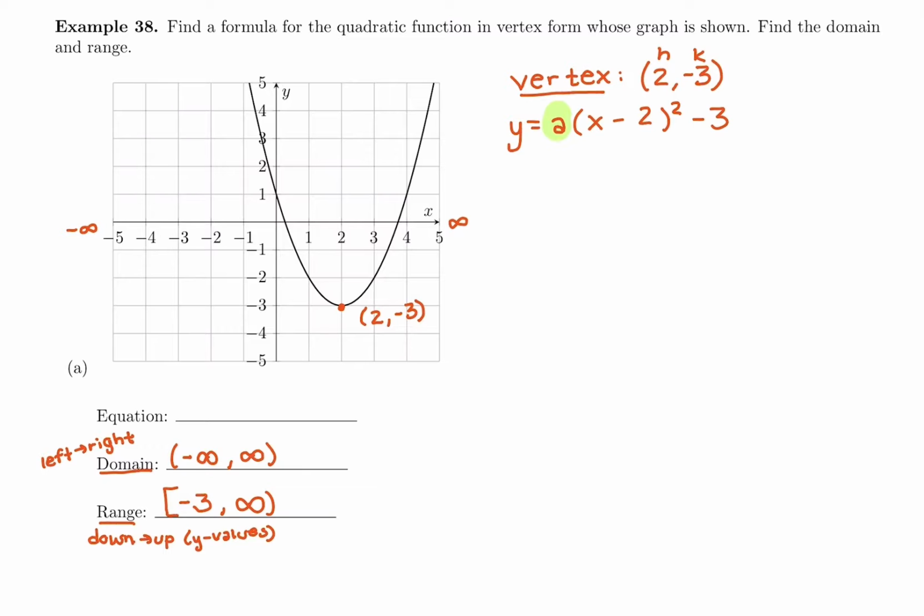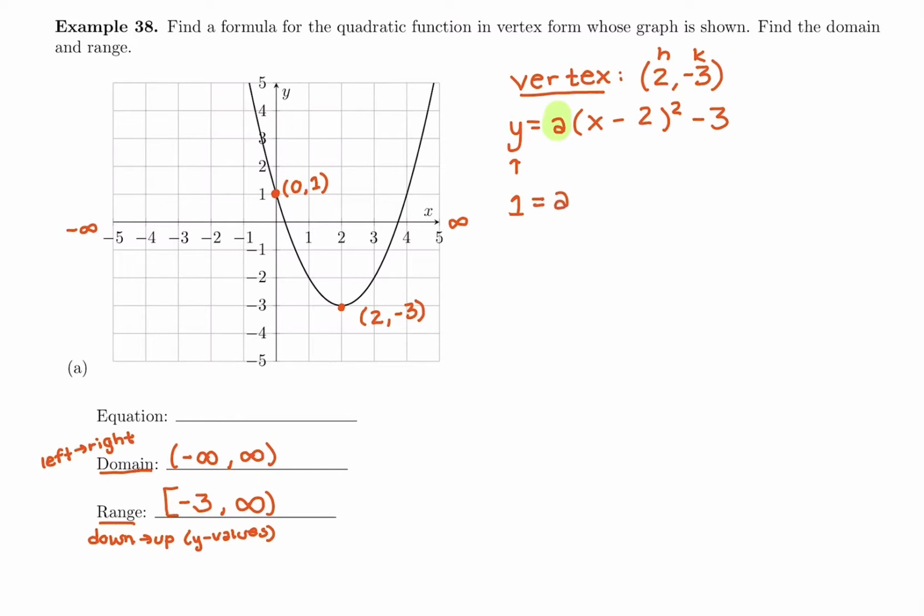So the only thing left to find in this formula is this a. We know h and k, we filled those in. And to find a, we just need to pick a random point on the function to plug in here. I can choose any point. I'm going to choose this one here because it's nice when I can plug in a 0 for one of the letters. So this point is 0, 1, which means that y is 1.